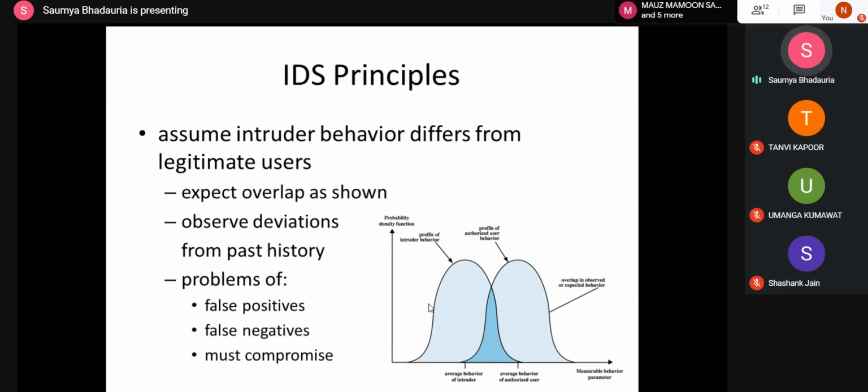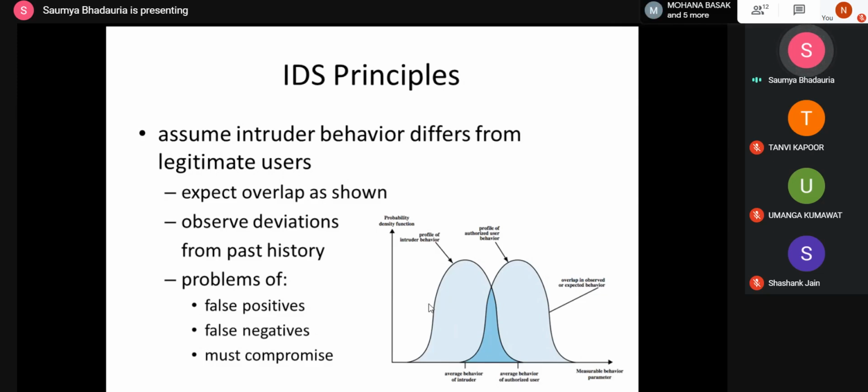So what we try to do is limit the false positives. How would you try to limit the false positives? I'll introduce a tight interpretation of the intruder behavior. If I have a very tight interpretation of intruder behavior, it will lead to an increase in the false negatives. So there needs to be a compromise between the intruder behavior as well as the authorized user behavior.